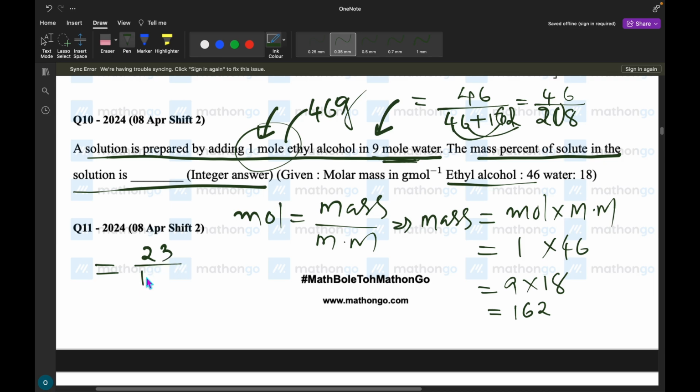It is 23 by 104. Division is better. 104, 23. You take 0, it goes 2 times, 208. So you are left with 2 and 12. Again you take one more 0, it goes 0.2. Again 208. So which is again 0.22. Mass percentage of the solute is 0.22.